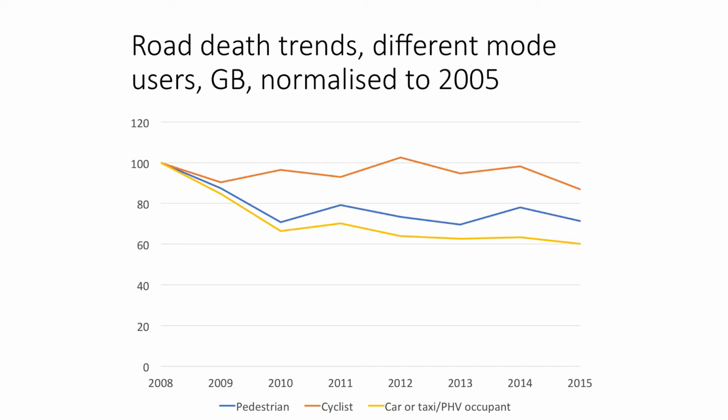So that tells you something interesting. Obviously, there are changes in usage, but in terms of which type of casualties are reducing, cyclist casualties are not reducing at the same rate as our other modes.